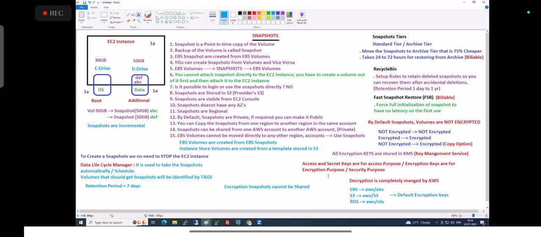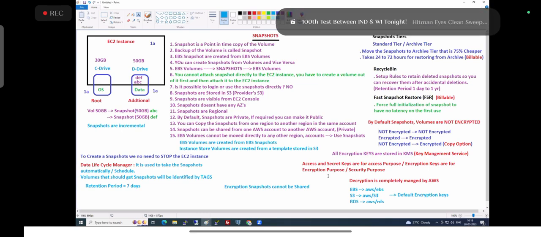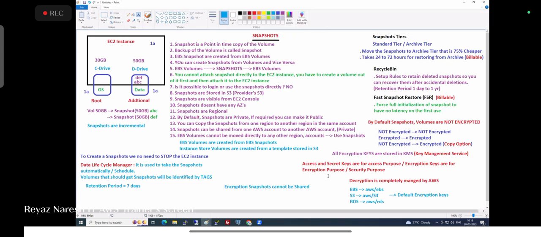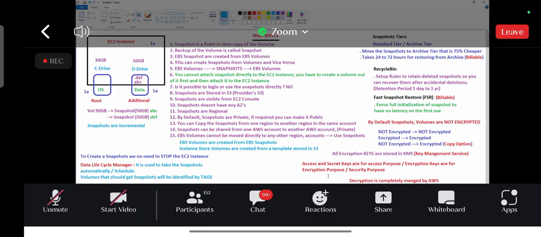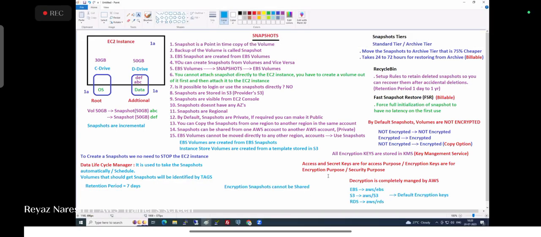Is it clear, guys? Till here, everyone? Snapshots, how many topics and very real-time scenarios you got here, right? Yes, recycle bin is billable. Seshadri, yes, you can share it. You can share the snapshot and he can encrypt it later. But an encrypted snapshot cannot be shared.